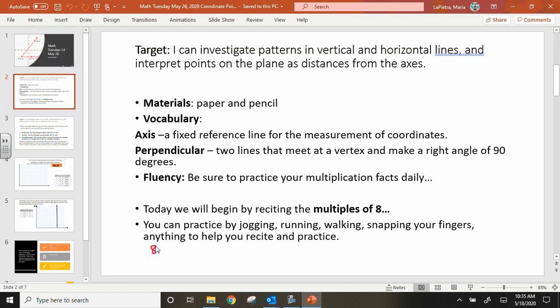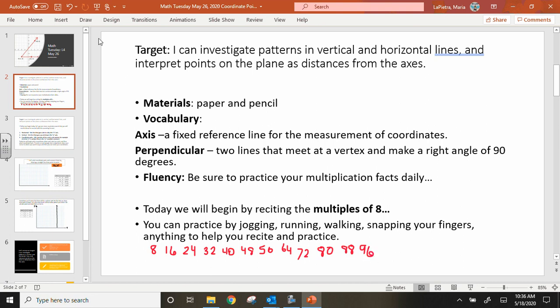First one, 8, 16, 24, 32, 40, 48, 56, 64, 72, 80, 8 times 11, 88, 8 times 12, 96.